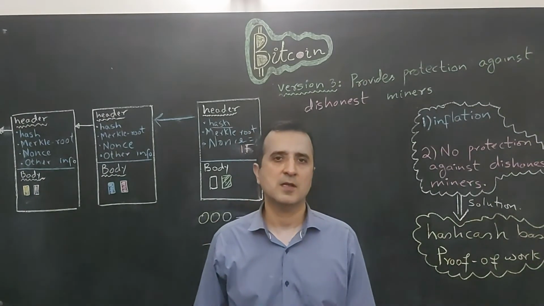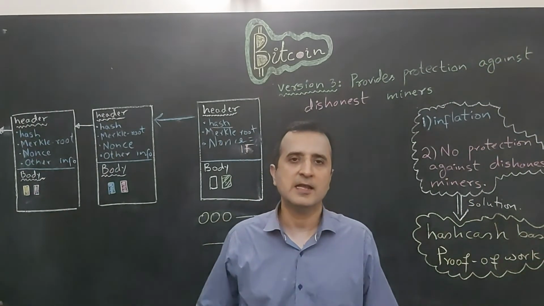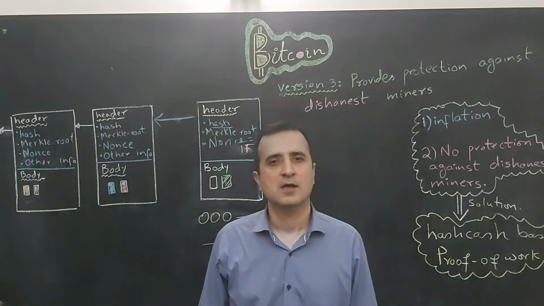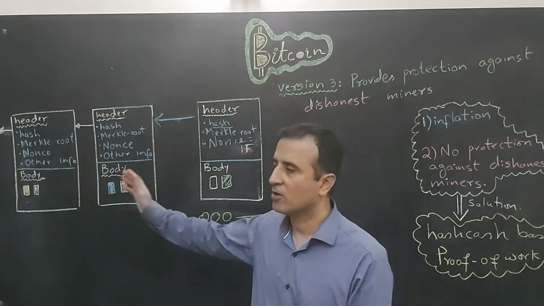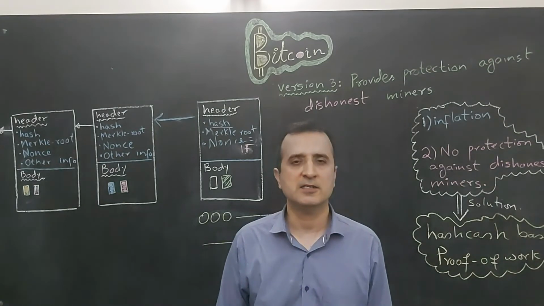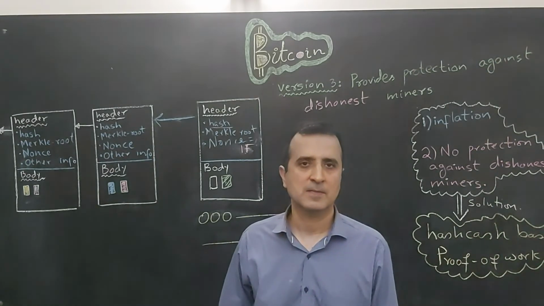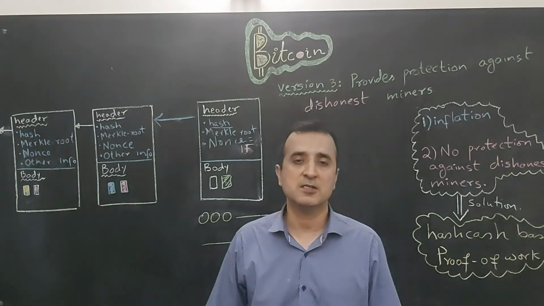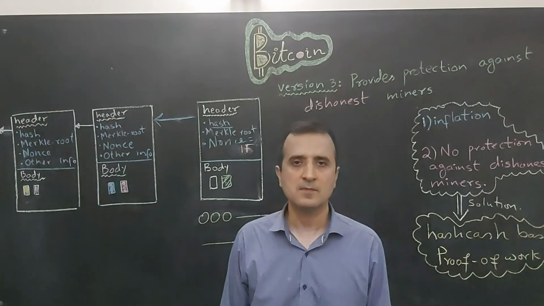Now adding a block in the blockchain requires a gigantic amount of work, and if a hacker wants to change a block deep down in the blockchain, then he has to recompute the hashes of all the succeeding blocks. That means changing a block deep down in the blockchain is much more difficult.